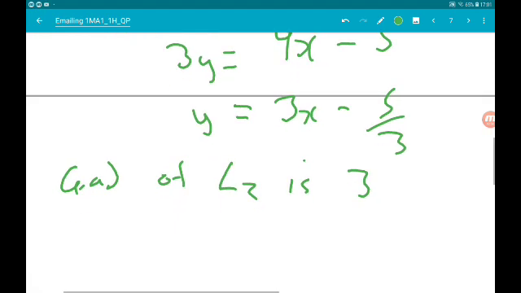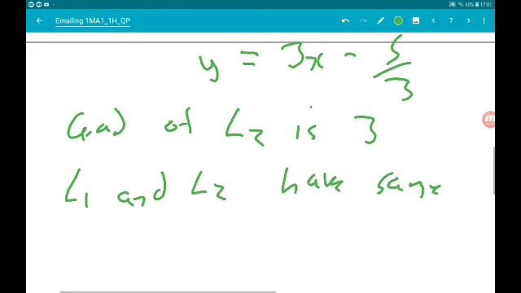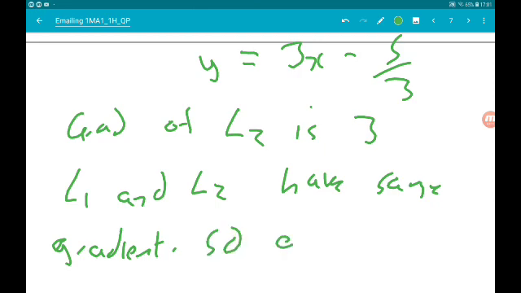So L1 and L2 have the same gradient. So, parallel. Cool.